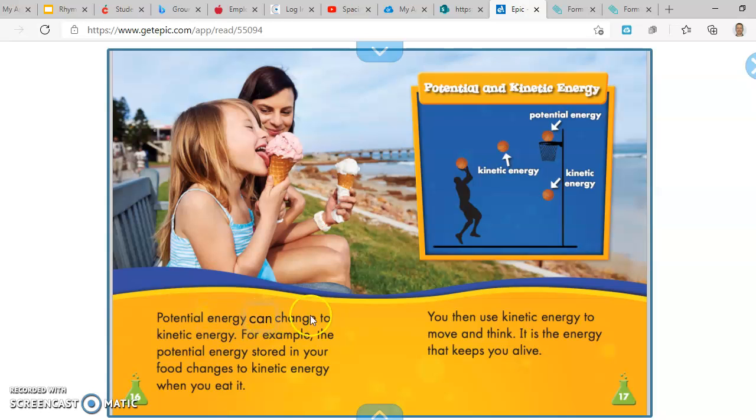Potential energy can change to kinetic energy. For example, the potential energy stored in your food changes to kinetic energy when you eat it. When you have ice cream, it's potential energy there. And then when you eat it, it changes to kinetic energy because you get really hyper and you want to run around. You then use kinetic energy to move and think. It is the energy that keeps you alive. Wow, so look at this picture here, and all the labels here. Kinetic energy, potential energy, kinetic energy. Wow.